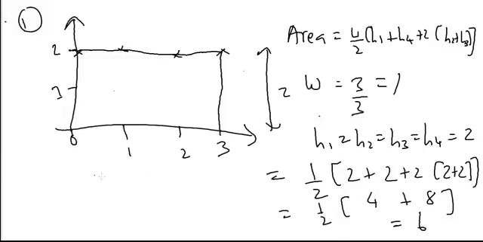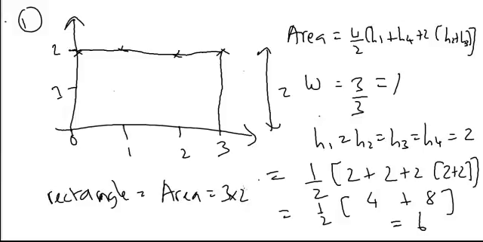What about using our formulas? Well, for a rectangle, area is equal to width times height, which is, in this case, 3 times 2, which is also equal to 6. So in the case of a rectangle, we get exactly the correct answer. Next, we want to look at the circle and see what happens there.